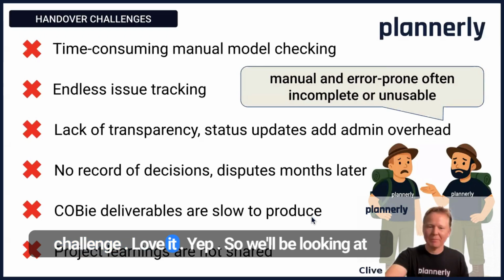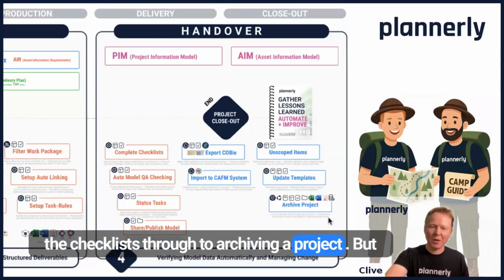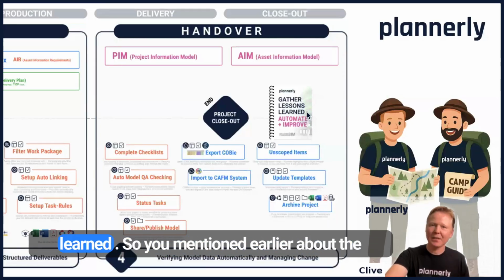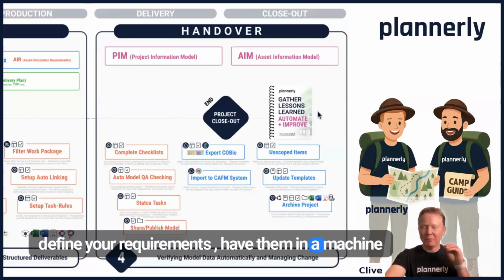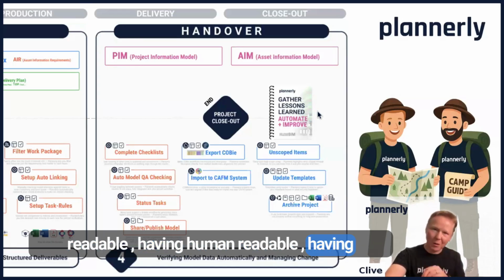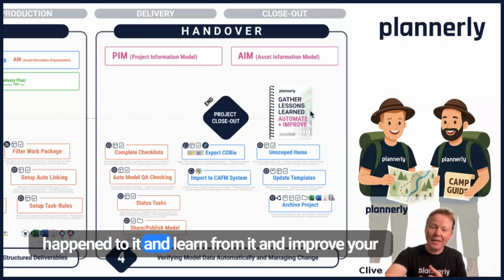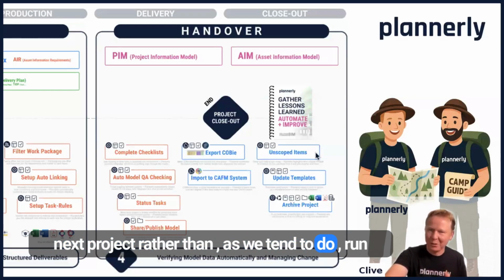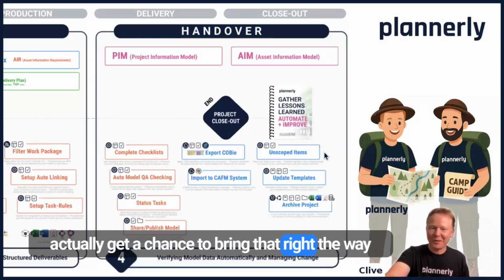That's a challenge. Love it. Yep. So we'll be looking at handover and completing everything from the checklists through to archiving a project. But the main thing you just keyed in on is lessons learned. You mentioned earlier the golden thread of information. If you're able to define your requirements, have them machine readable, human readable, contracted, and have them right the way through that whole process, you can understand what's happened to it and learn from it and improve your next project, rather than, as we tend to do, run away and hide at the end of the project. We actually get a chance to bring that right the way through.